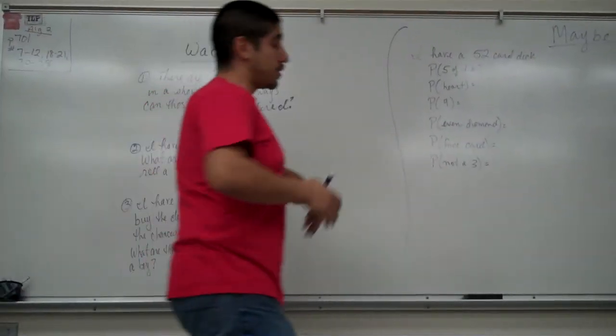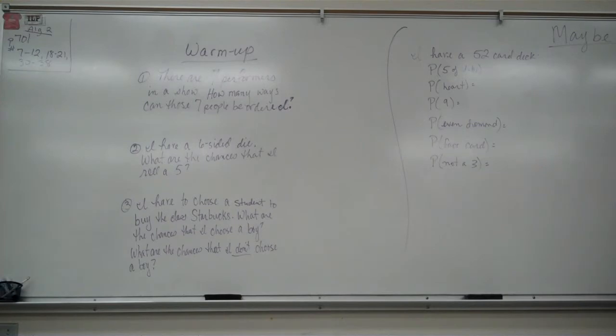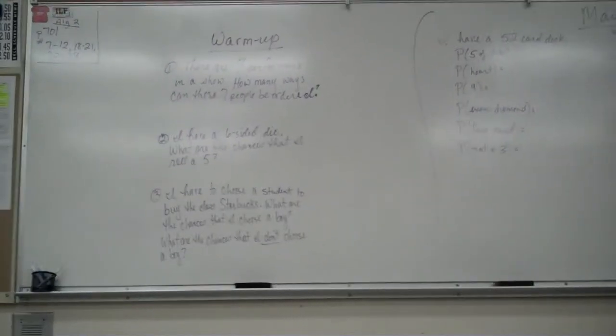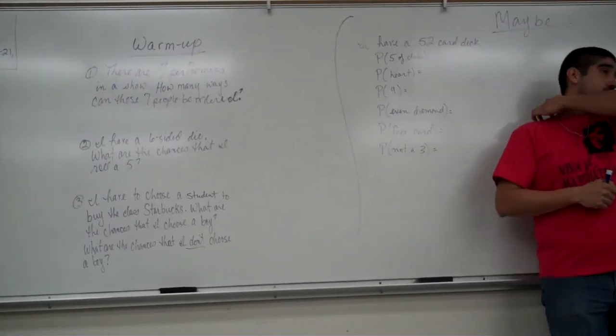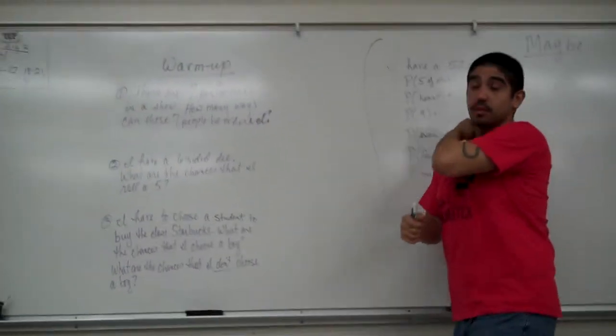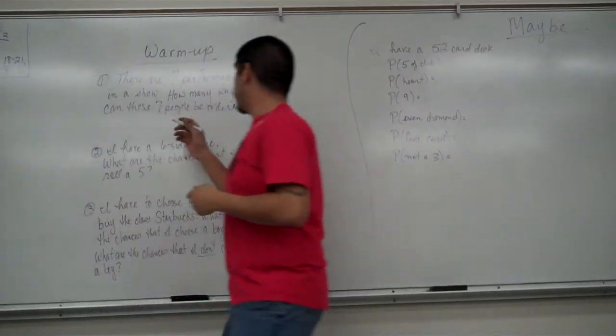So there's 7 people. They're going to be in some kind of order. How many ways can we put them in order? That's the question. 5,040. You think 5,040? Okay.